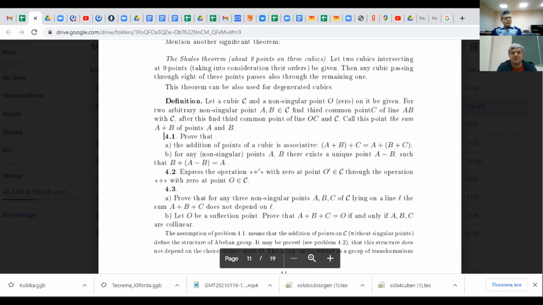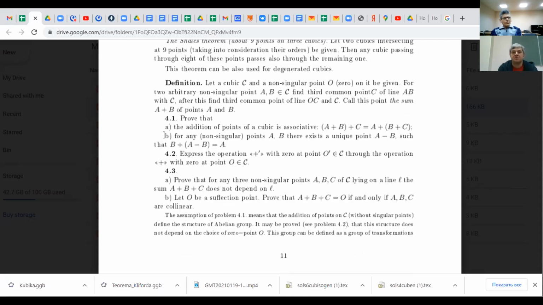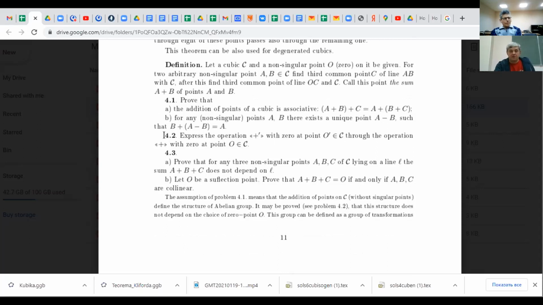One of the main things here is the definition of addition, the operation of addition. It's a classical thing in algebraic geometry, where we define how to sum two regular points on a cubic curve. It happens that these operations have nice properties, and some things purely in elementary geometry could be reformulated in terms of these operations, in terms of addition of points on certain cubic curves.